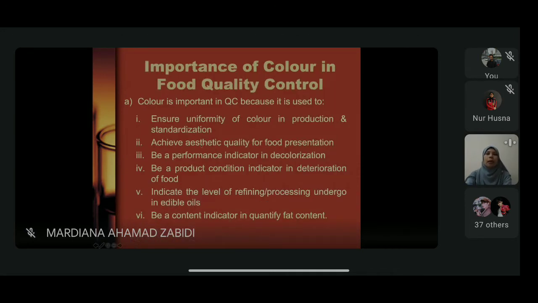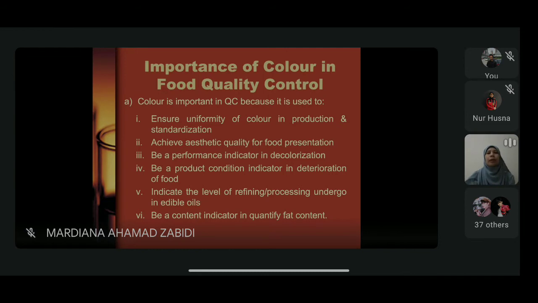So why is it important to have color measurement for food quality control? When we talk about color measurement, we have two types: one is subjective measurement, the other is objective measurement. Subjective measurement is whereby the color is perceived by humans, meaning the human looks at the product and gives feedback about the color of the product.